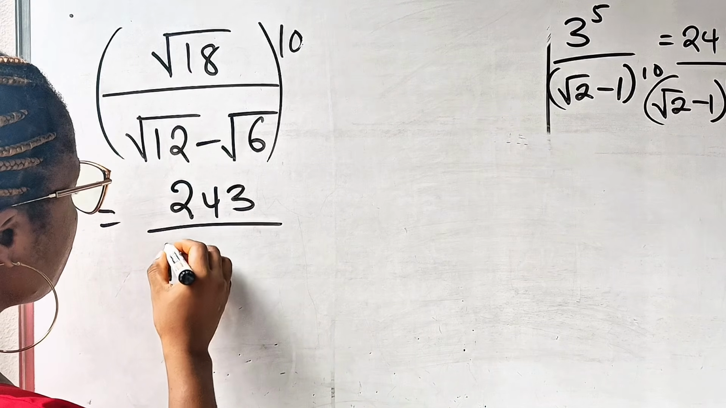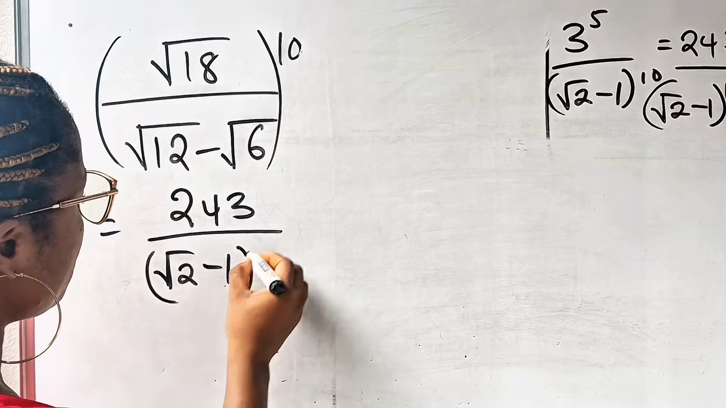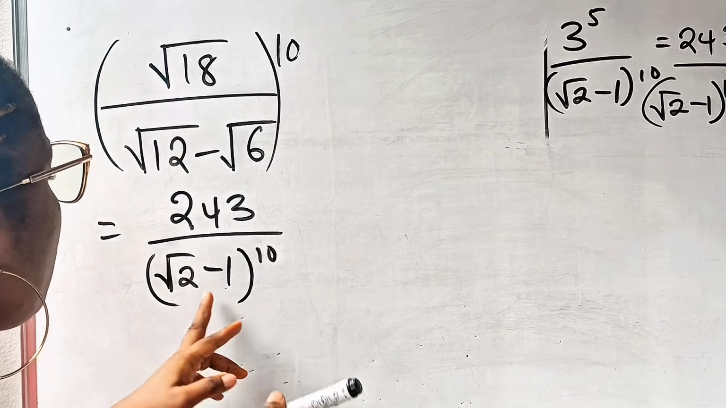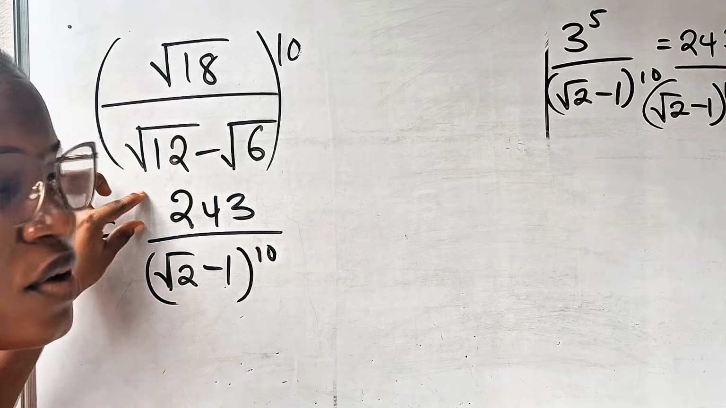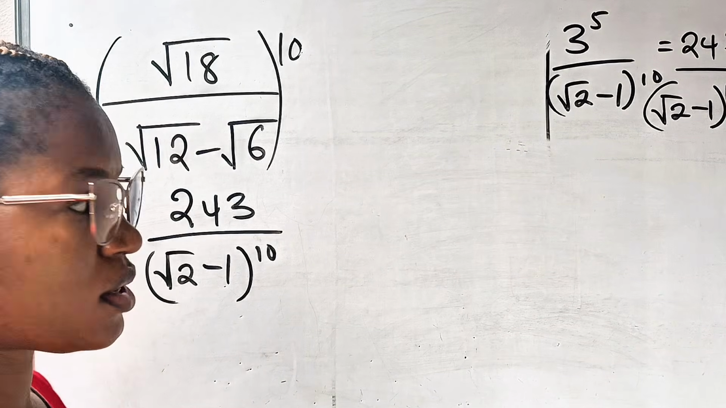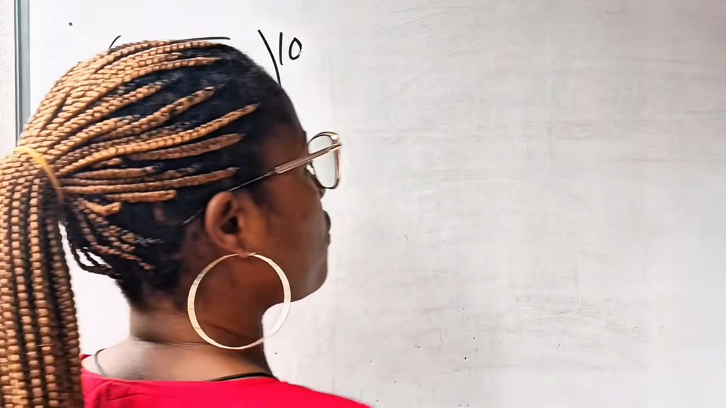So I'm going to copy the last part, which says that this is equal to 243 over root 2 minus 1 to the power of 10. Now, looking at this, the numerator is already simplified. So let's dive into the denominator and simplify it further.